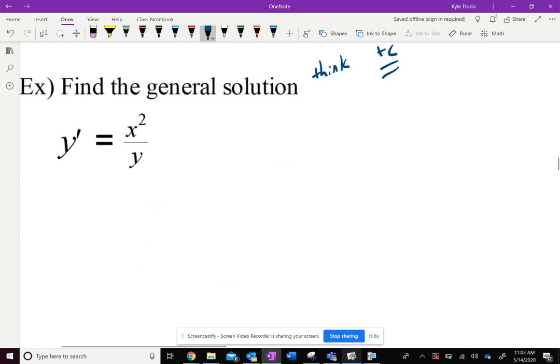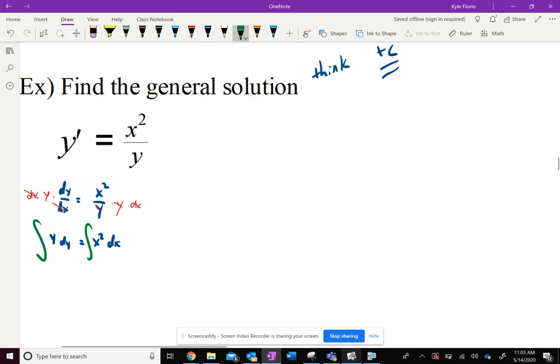So step 1, rewrite y prime as dy dx. And then I want to get my y's together, my x's together. So if I multiply both sides by y, my y's would be on the left side. If I multiply both sides by dx, I'll get rid of the dx on this side, get rid of the y's on that side. And now the y's are on the left side, I have y dy. On the right side, I have x squared dx. And then we just need to integrate both sides.